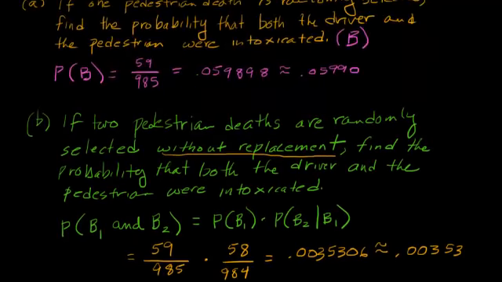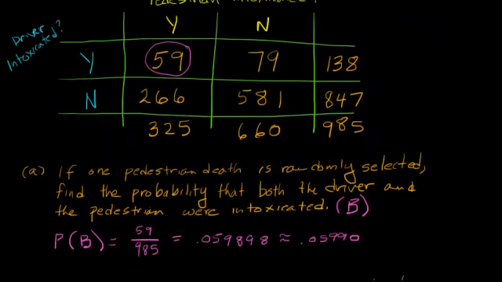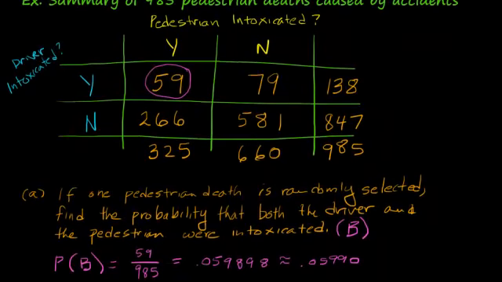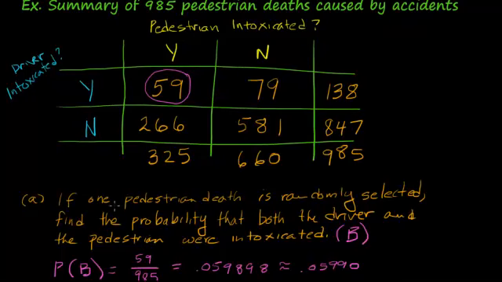Okay, and another thing I wanted to make sure is clear is how we found this part A. Again, with the contingency table, that made this really nice. It just pops out. We're looking for a selection of one that meets these two conditions. Both the driver and the pedestrian were intoxicated. So we look for the intersection of those two conditions and find the 59 pedestrian deaths that fit that condition. So it's a very nice visual way to work a problem like that when you have a contingency table.